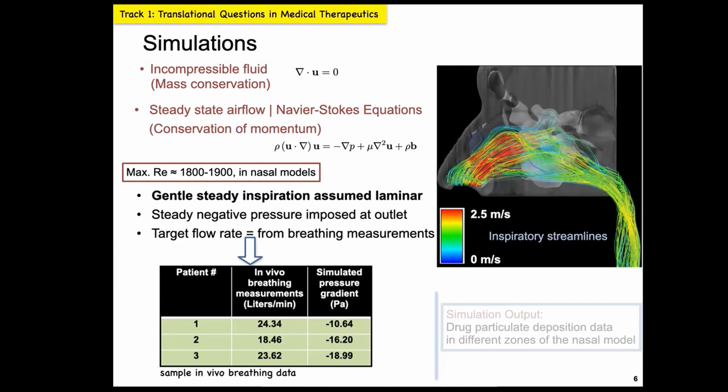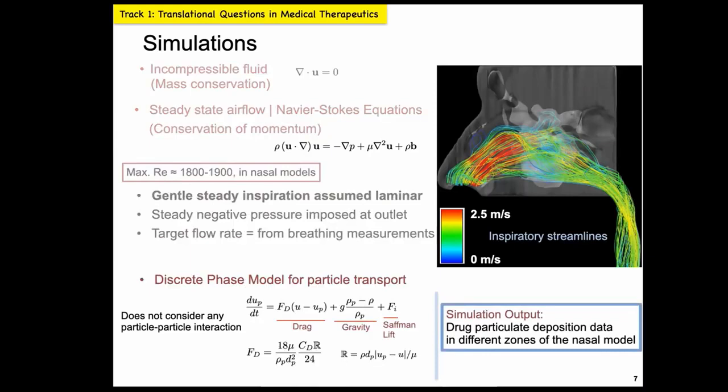So we simulate that breathing rate, and after that, the next step is tracking the particles, in this particular case, the spray particles from the nasal spray. We use discrete phase tracking, and the equation includes effects from the drag force that is induced by the surrounding airflow on these particles. There is the effect of gravity, and there is the Saffman lift force, which is generated by the flow field transverse to the direction of stream flow on these tiny particles.